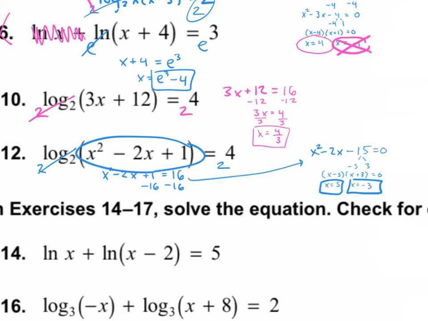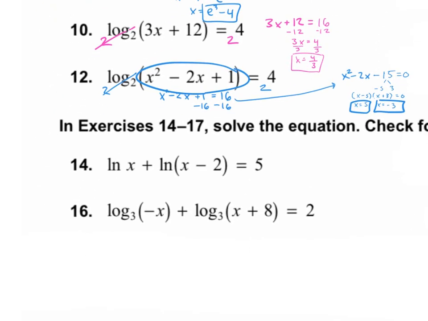All right, let's look at 14. 14 is another one where you would get the x squared with e to the fifth power. So you wouldn't have one like this on the quiz. So we can skip 14. So don't have to worry about 14.